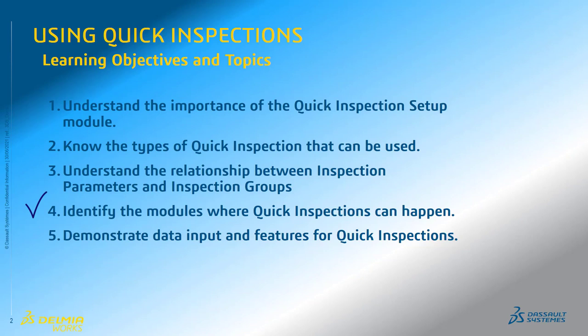Fourth, we'll identify the modules where quick inspections can happen, and basically that's in our purchase order receiving module, our assembly data tablet function, our shop data tablet function in real time, and of course from our quality management menu and launcher bar. Fifth, we'll actually demonstrate the data input and the features for quick inspection. So you'll actually get to see the system working in real time. With that, let's jump into our demonstration today on using quick inspections in DELMIAWorks.